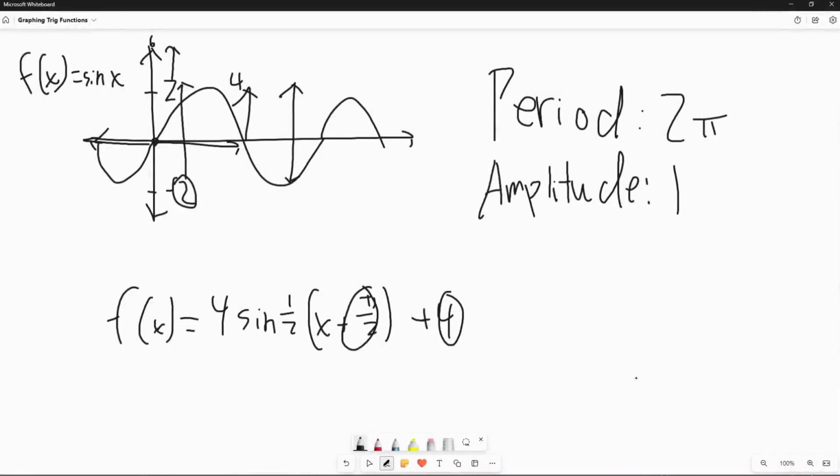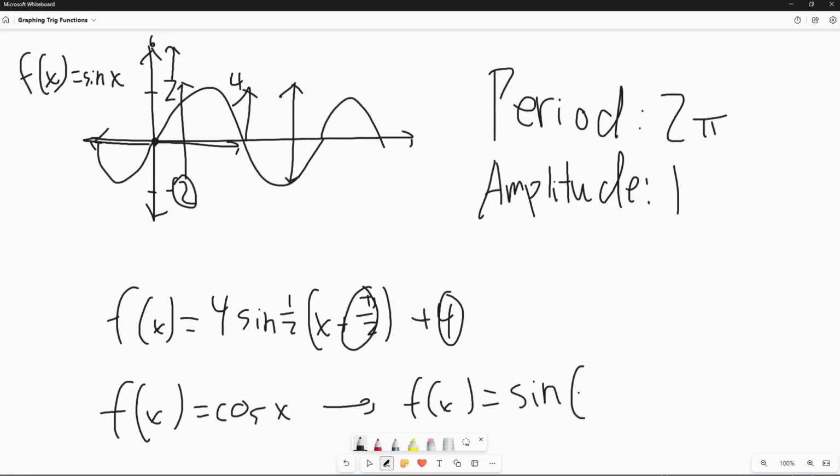Now let's talk about the cosine function. The cosine function is actually pretty much the same as the sine function when graphing. It's just moved a little bit to the left. So we have f of x equals cosine of x. It is the exact same as sine of x plus pi over 2.